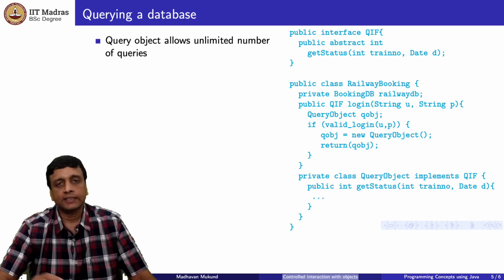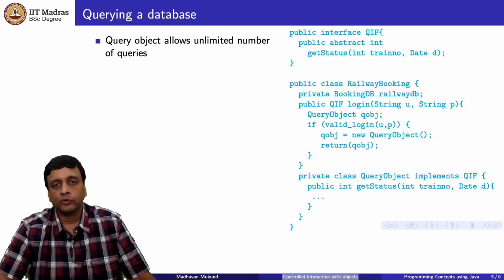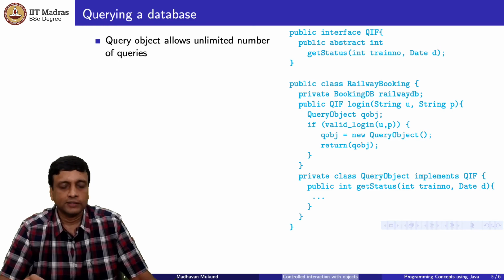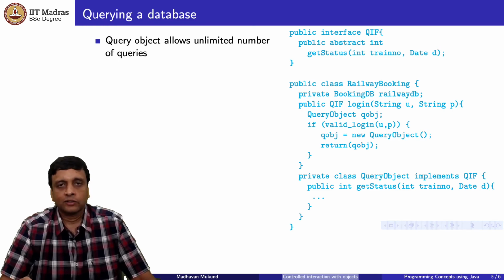Now we can go even further than this. So as such, this query object that we have created is created at the request of one user, and this user can use it as many times as possible. But of course, there is nothing now to prevent this user from passing that query object to another part of the program, to another user, for example, who has not logged in.